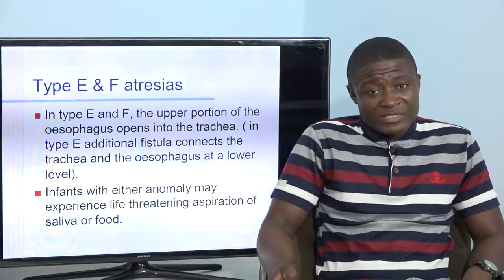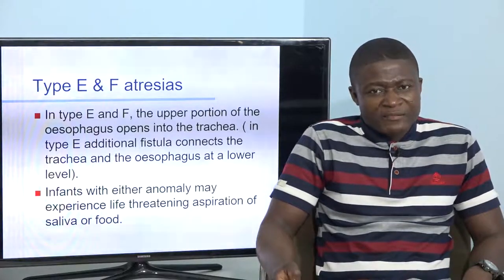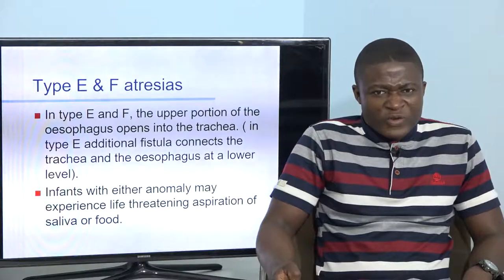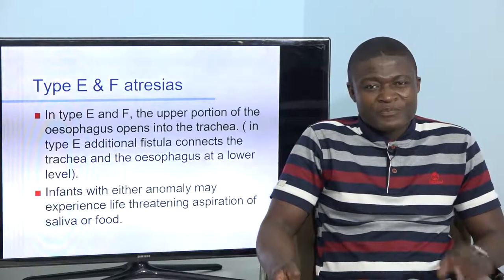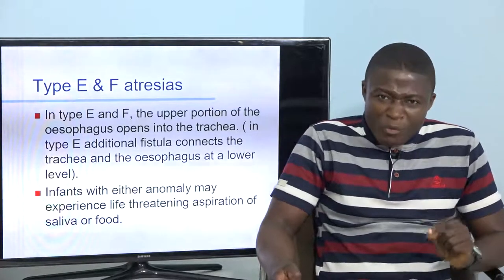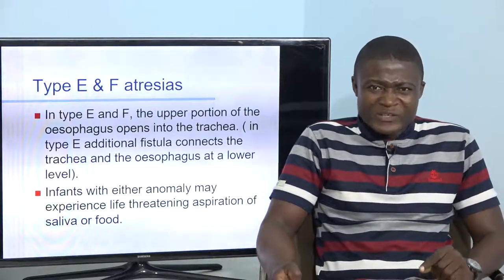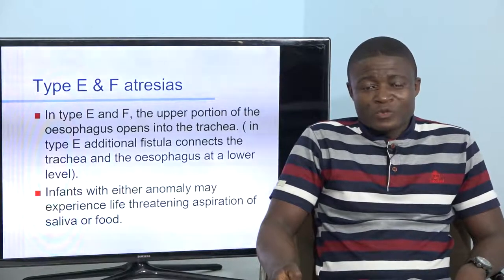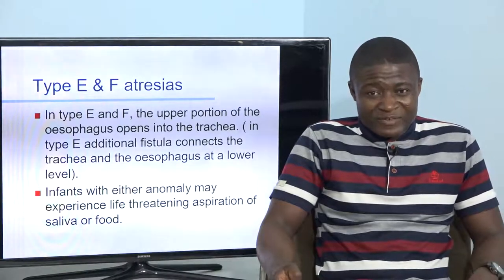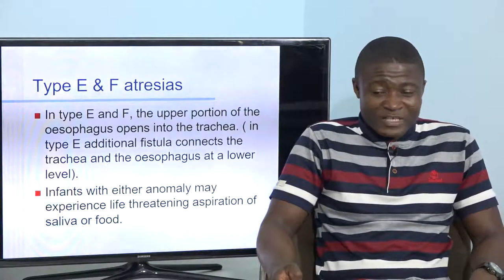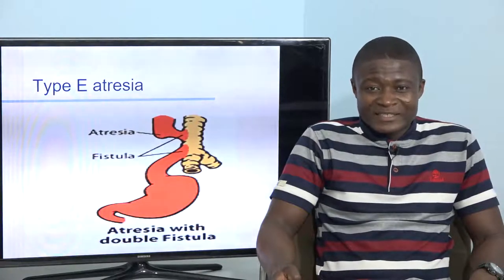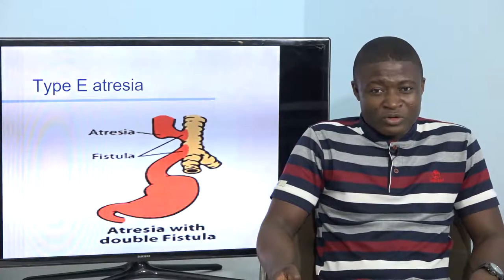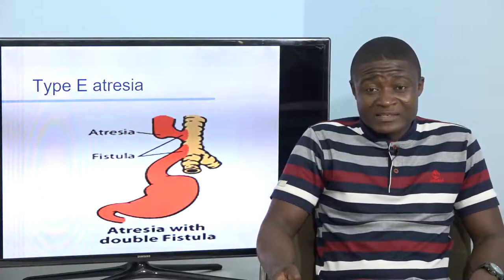Now, let's see what is there. In type E and type F, the upper portion of the esophagus opens into the trachea. So what do you think is going to happen here? When the person eats food from the mouth, the food enters the mouth, enters into the esophagus, where do you think the food is going? Look at the image. The food is going directly into the lungs. So the baby eats, drinks, or takes in breast milk, and the breast milk goes directly into the lungs.